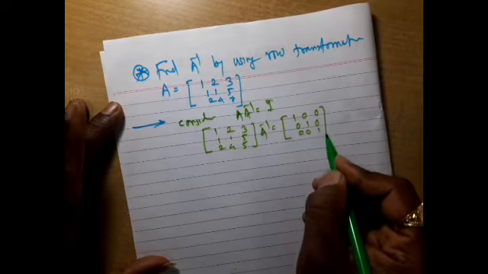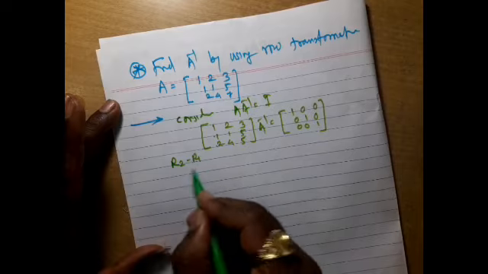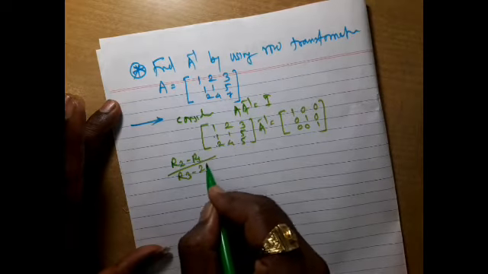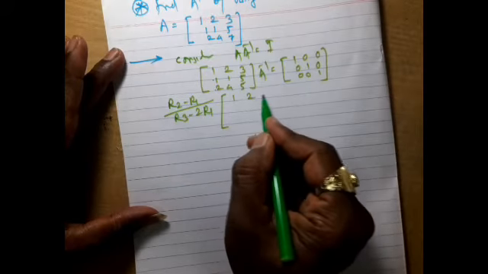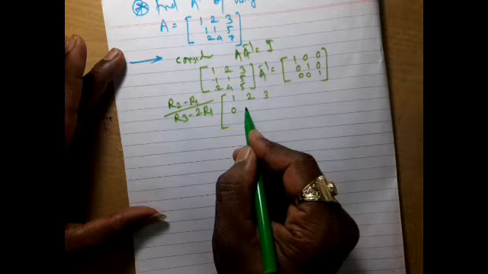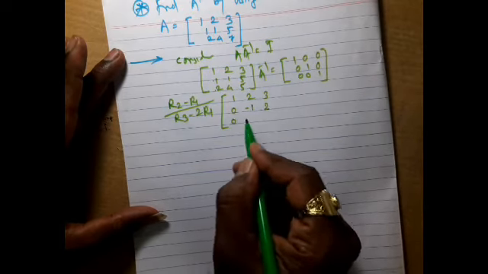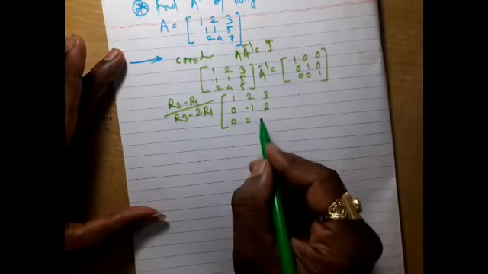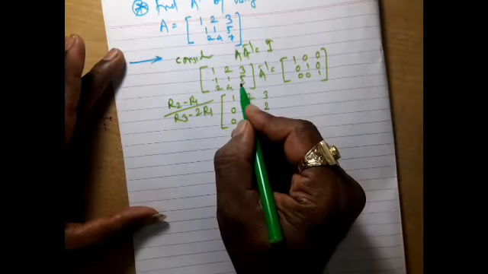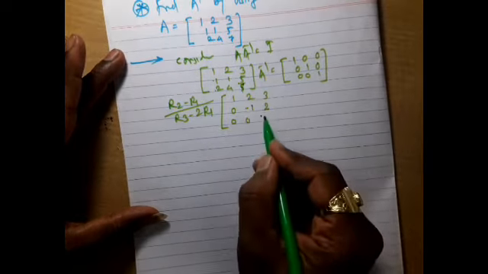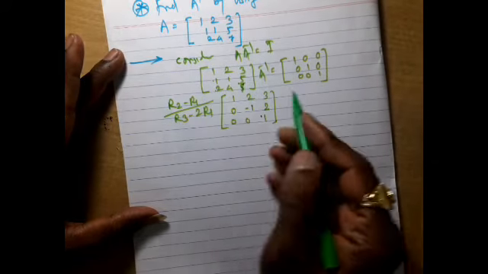0, 0, 1. Now make these two elements 0, so R2 minus R1 and R3 minus 2R1. So it will be first row, no change. This is 0, this is minus 1 and it is 2. It will be 0, this is also 0, 3 2s are 6. Now this is 2, 4, 7, so it will be 1, 2, 3, 1, 1, 5, 2, 4, 7.